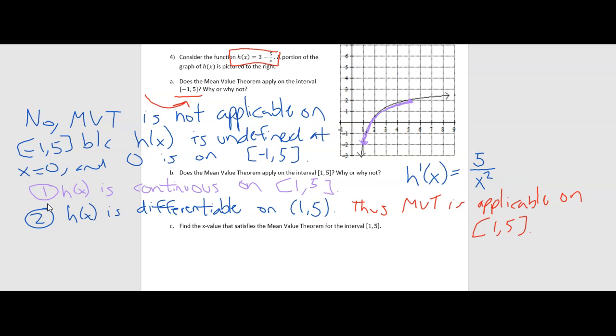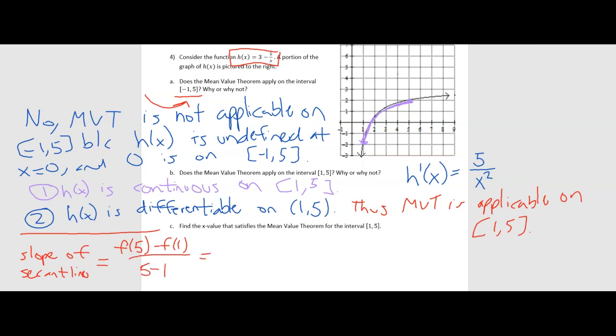So now it's asking us to find that x value that satisfies the mean value theorem. We've just proven that there's an x value that exists. Now we need to find it. So we need to find out where the derivative is equal to the slope of the secant line on this interval. So we need to start by finding the slope of the secant line. So slope of a secant line is going to be equal to f of 5 minus f of 1 all over 5 minus 1.